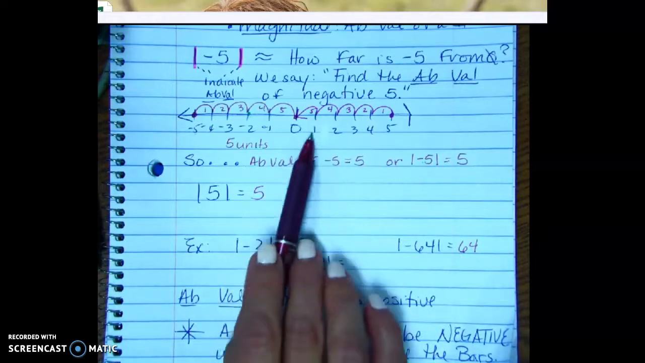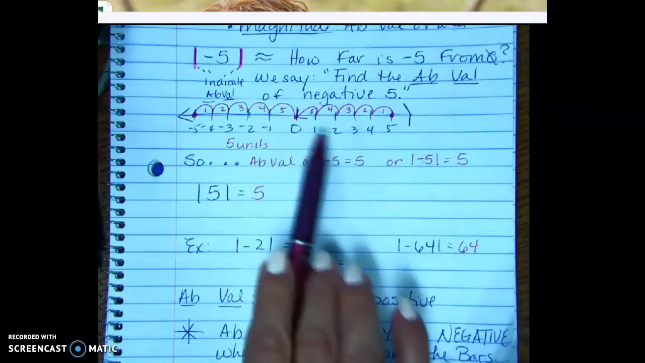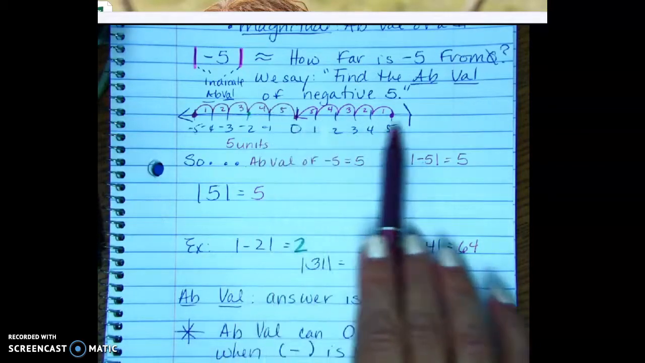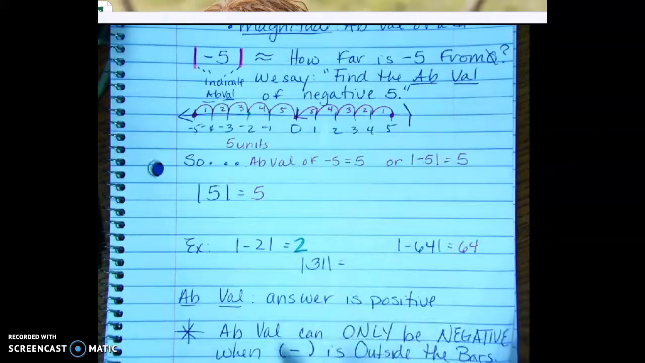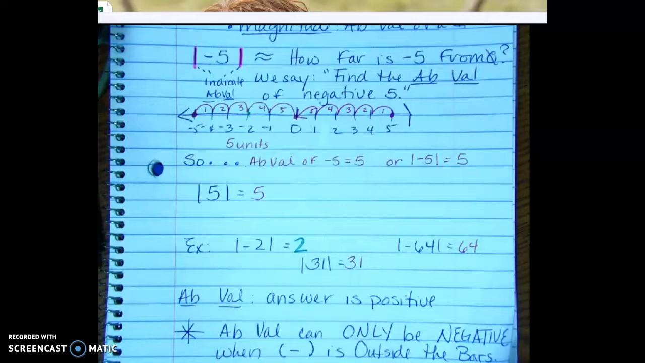Well, what if we have 31? How far away is the number 31 from 0 on a number line? Well, instead of writing out my number line to 31, I know that it is 31 tick marks or units away. Now, the answer to absolute value is positive.